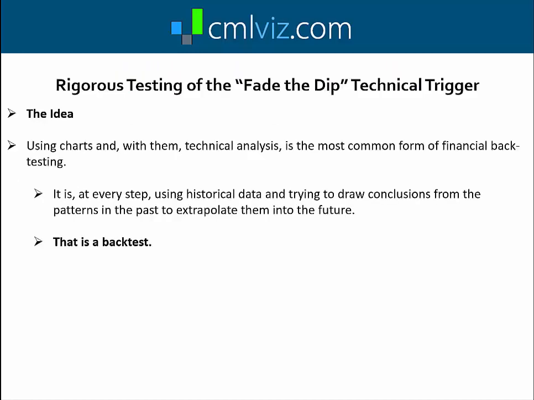We have a simple idea. When you use charts and with them technical analysis, that is the most common form of a financial backtest. Technical analysis is backtesting. Using a stock chart is a backtest. It is at every step using historical data and trying to draw conclusions from patterns in the past to extrapolate them into the future. That is a backtest.